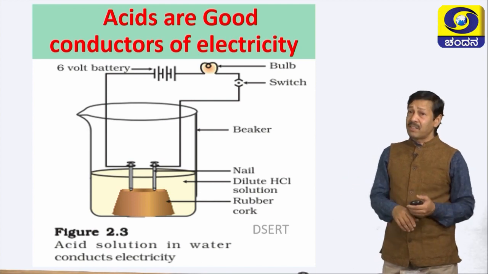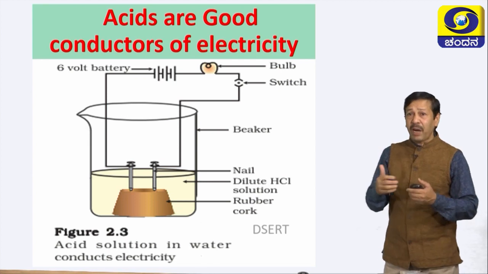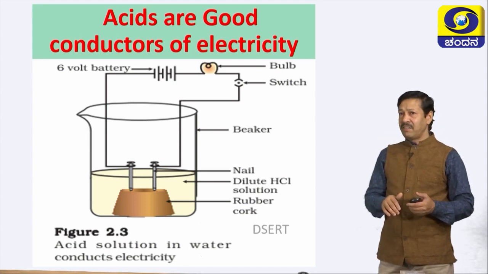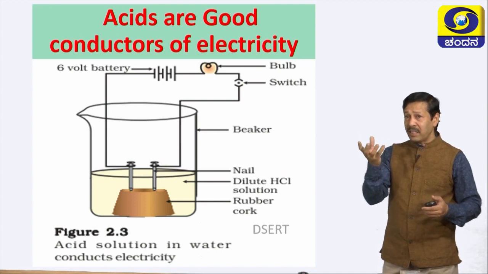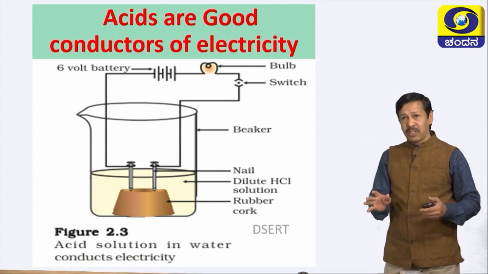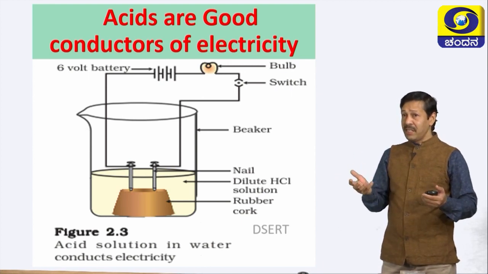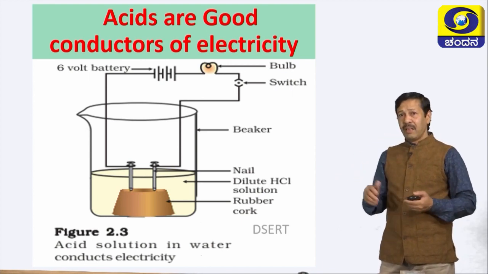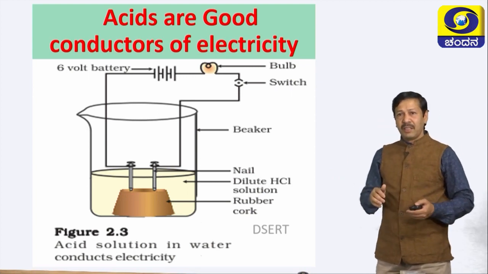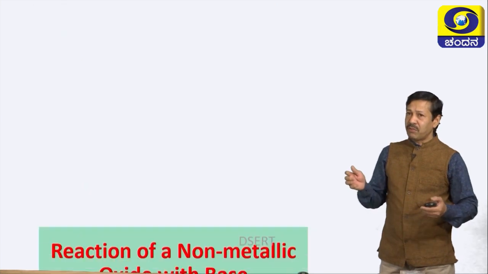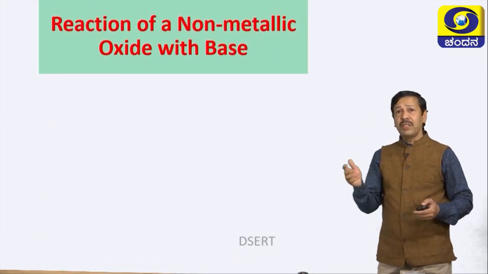Depending on the concentration and strength, we are able to identify the difference. HCl is a strong acid, so the bulb glows brightly. Acetic acid is the weak one, so it glows faintly. So you can see the difference in the glowing. This is a very important diagram, so you have to practice. Now let us move on to the next one, the reaction of non-metallic oxide with a base.